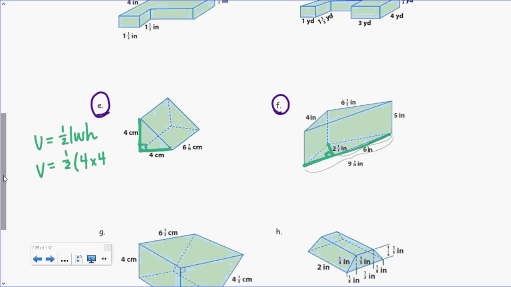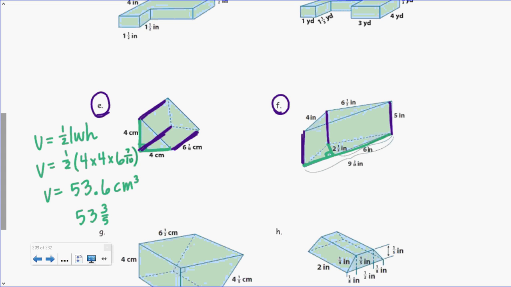Okay, back to letter E, the one that we're doing together. So 4 times 4 is where the right angle is, and then remember, the height connects the two triangular bases. So again, I want you to jump over to letter F and highlight the parts that connect the two triangular bases. So those are the lines that connect the two triangular bases in letter F. Okay, so for letter E, there's nothing to figure out because they just give it to you. It's 6 7/10. Those fractions can get really tiny. Okay, now pause it and calculate it. Did you get 53.6 centimeters cubed? That's 3/5, by the way. 0.6 is 3/5. So you could also have 53 3/5.